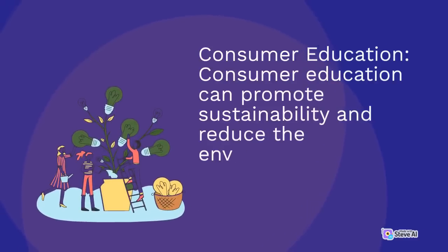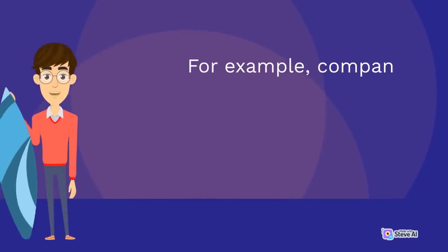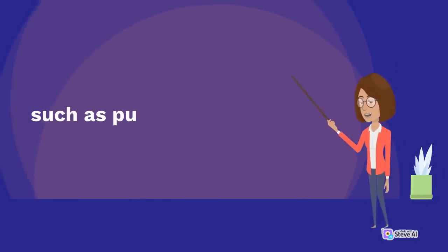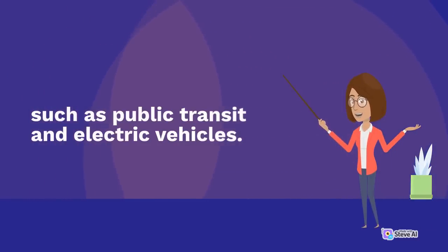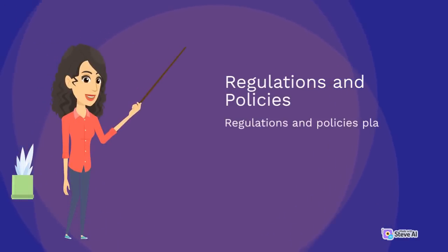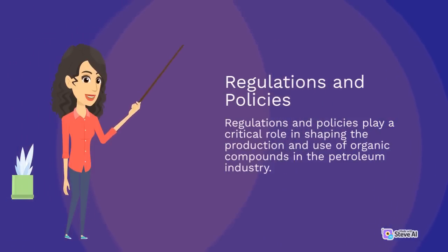Consumer education. Consumer education can promote sustainability and reduce the environmental impact of the petroleum industry. For example, companies can educate consumers about the environmental impact of petroleum products and promote the use of alternative transportation methods, such as public transit and electric vehicles. Regulations and policies. Regulations and policies play a critical role in shaping the production and use of organic compounds in the petroleum industry.